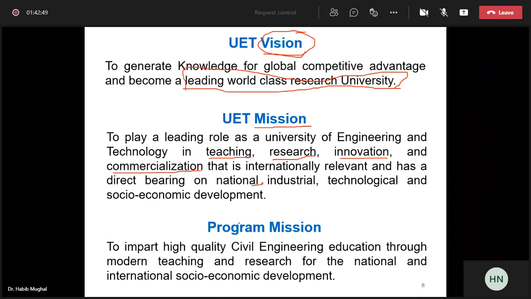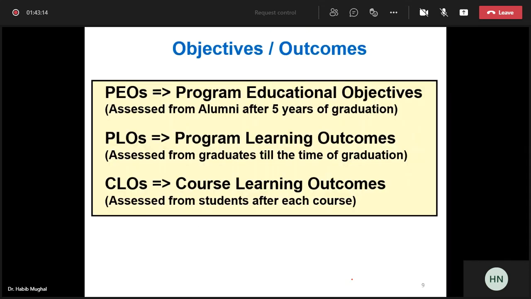Now, what is the mission of the BSc Civil Engineering program? To impart high quality civil engineering education through modern teaching and research for national and international socio-economic development. So this is the mission statement of the program. And now we want to discuss the objectives and outcomes which are available in the outcome-based education system, or OBE system.